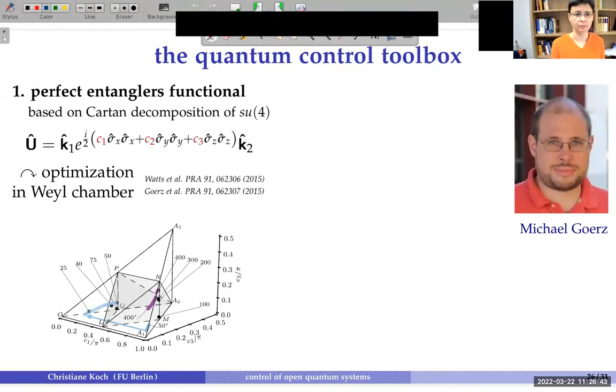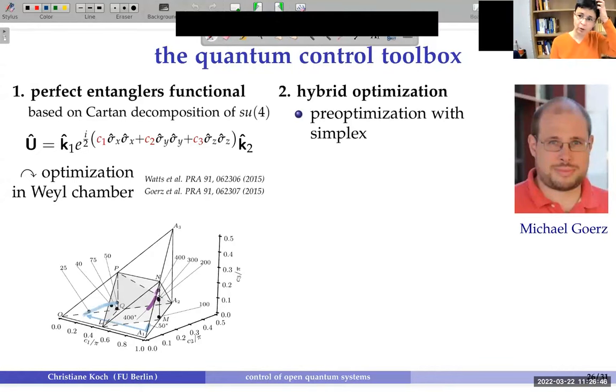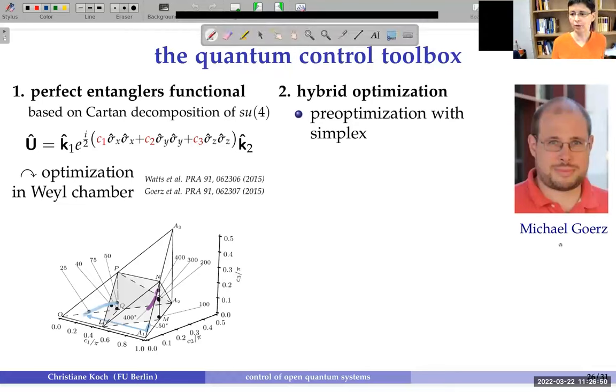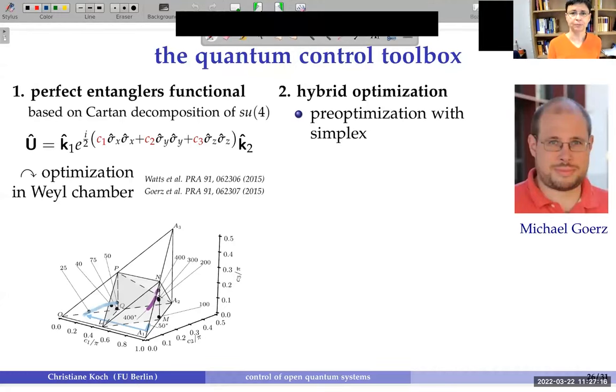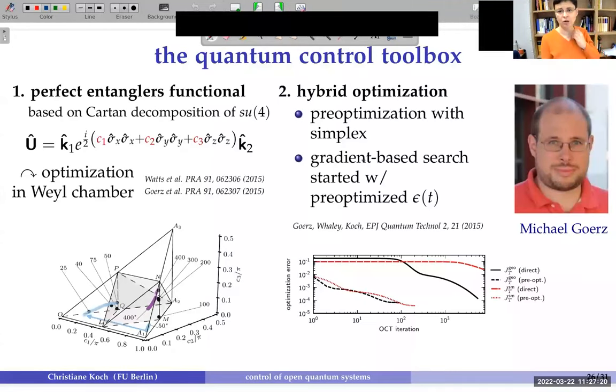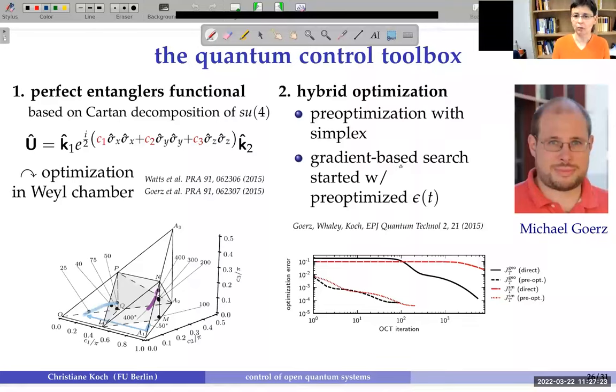which represents all the perfectly entangling gates. And a second trick, and both of these go back to a former PhD student of mine, Michael Goertz, who's actually also the key developer of this Krotov Python package. So if you ever run into trouble with that, you'll probably be in touch with him, and he's really nice, answering fairly quickly. And the other trick that he developed is it's very nice to actually combine these two ways of doing optimizations that I mentioned earlier. So you can do a pre-optimization using a simple parametrization of your pulse, and then use this pre-optimized pulse to do a gradient-based search, either GRAPE or Krotov, whatever you prefer. And that significantly speeds up the convergence and reduces the numerical cost of your optimization.